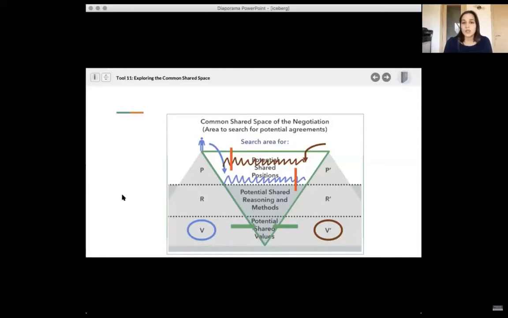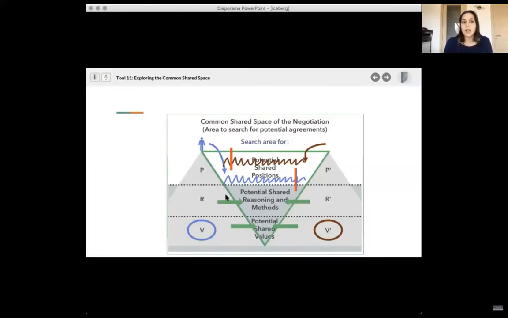We also want to identify potential shared reasonings. What are the convergent elements that we can translate into common reasonings within that negotiation? For example, both parties may be interested in providing medical assistance to the population in order to preserve their lives. It may come from different values, but it has a common objective at the reasoning level.